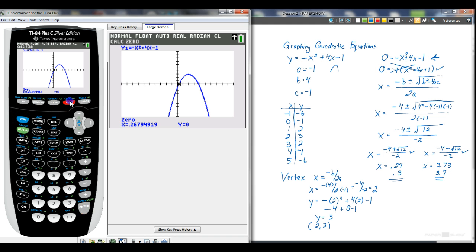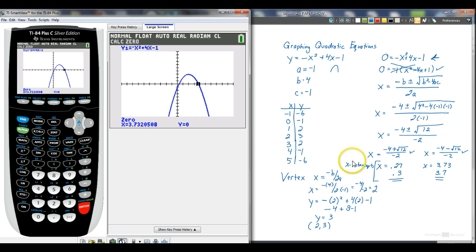Then we do it again for the other one. So look for the zero, and this time we're going to be above the x-axis to be on the left side, and then enter, and then get on the right side, and then enter, and again we can see the 3.73, which is rounded to 3.7. So these are our x-intercepts. Sometimes we can see them on our table, but at this point we don't see those.